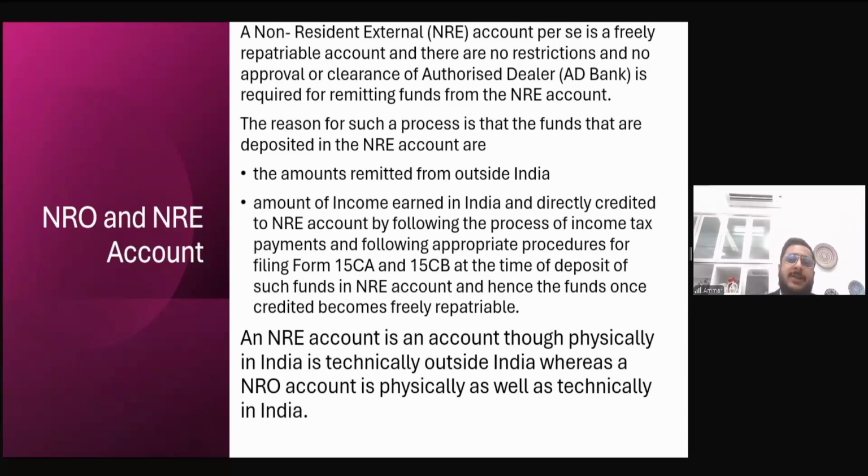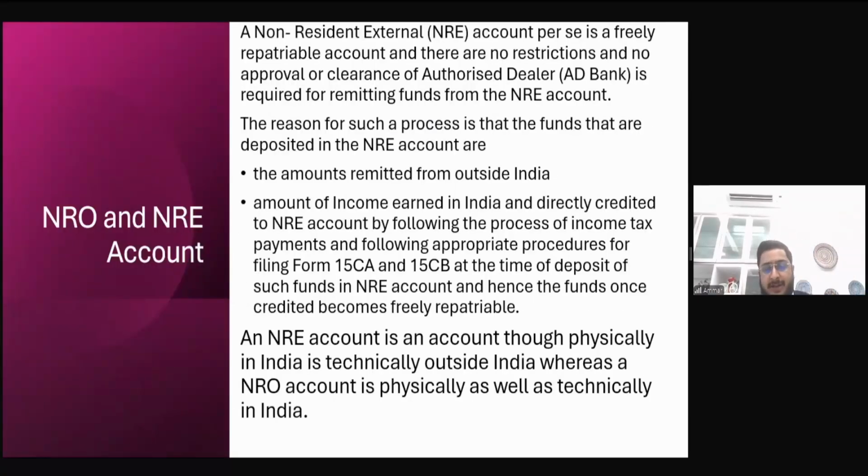See, an NRE account is basically a freely repatriable account, and there are no restrictions or approvals required for removing the amount out of the NRE account. Whereas from an NRO account, the restrictions and form filing requirements are all applied. Though the NRE account is physically in India, it is technically outside India, whereas an NRO account is physically as well as technically in India.